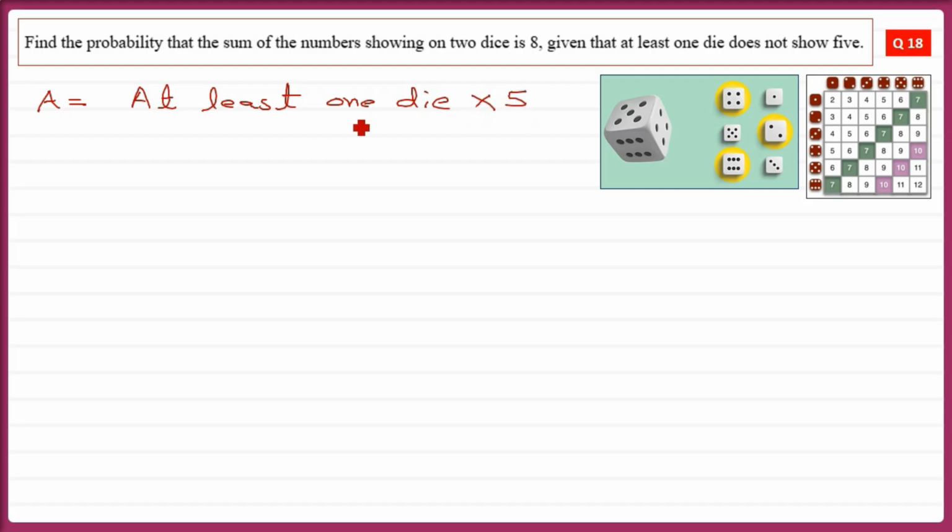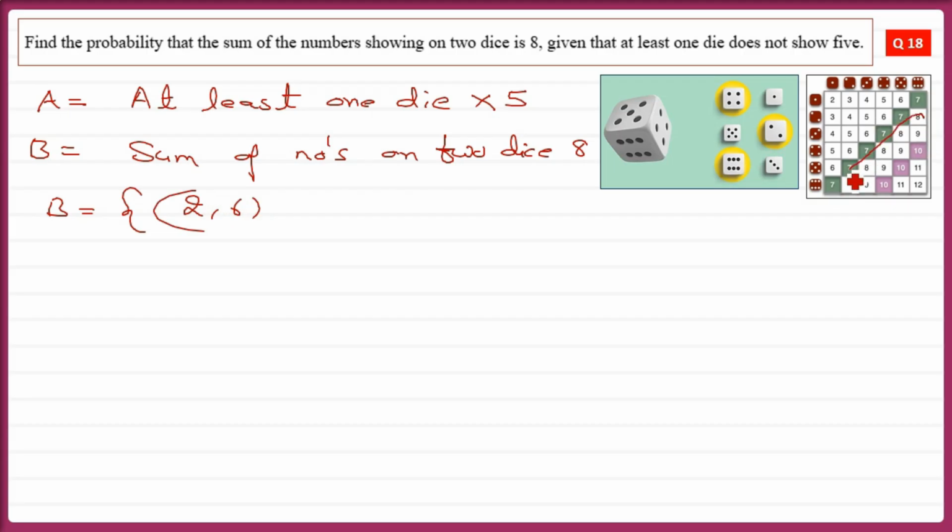The cross is for does not show, just for representation. Now B is the sum of the numbers showing on 2 dice is 8. That is, the numbers appearing on both the dice, when they are added, should be 8. So we have 2, 6 as 8. This table is showing the intersection points where 8 is coming. So 2, 6, 6, 2 will give you 8. 3, 5, 5, 3 will give you 8. And 4, 4. Actually there should be 2 of 4, 4, but the set properties and rules say that redundancy and multiplicity is not allowed. That's why we are not writing 4 again.